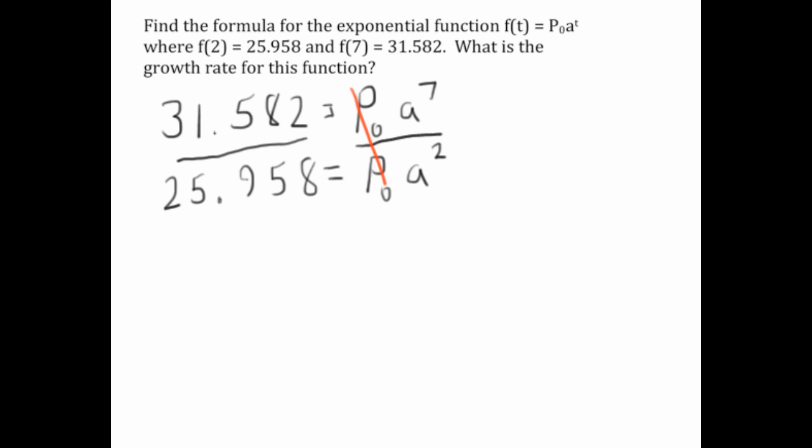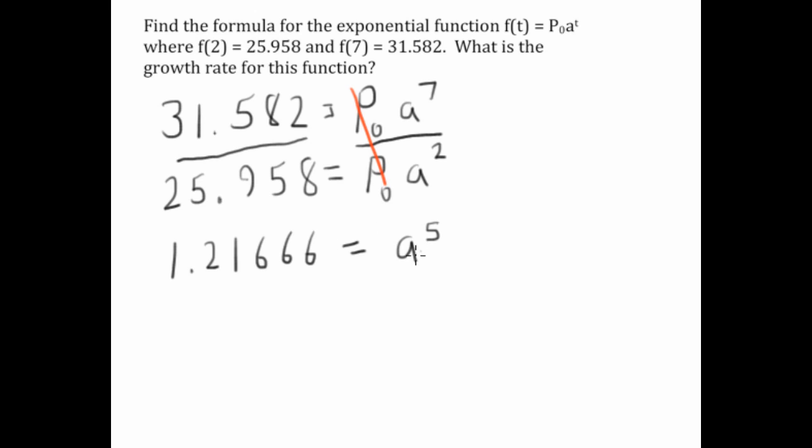Boom! P sub zeros are gone. On the left-hand side, we get, using our calculator, 1.21666. And on the right-hand side, we use our rules of exponents. A to the 7th divided by a squared is going to give us a to the 5th, because we subtract exponents. Okay, so far so good.